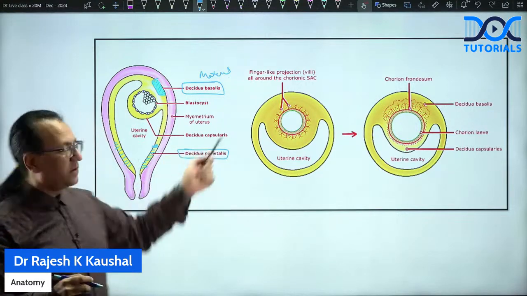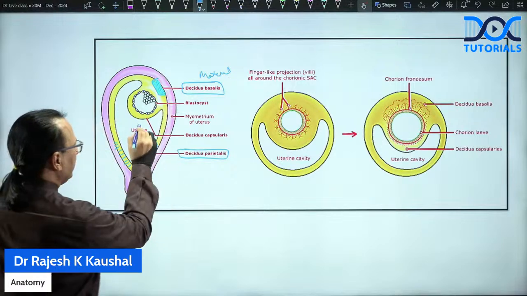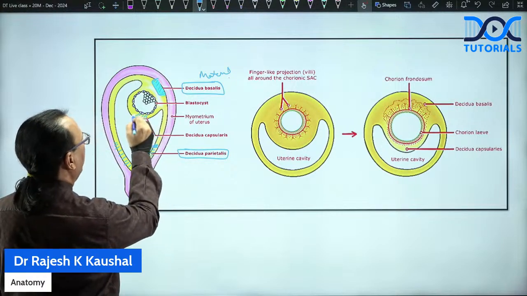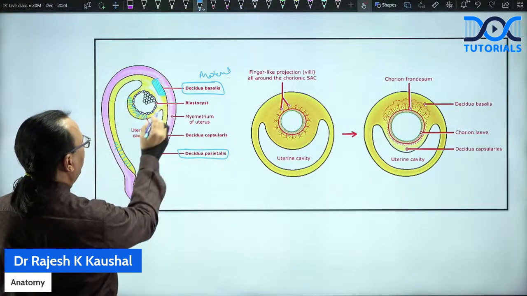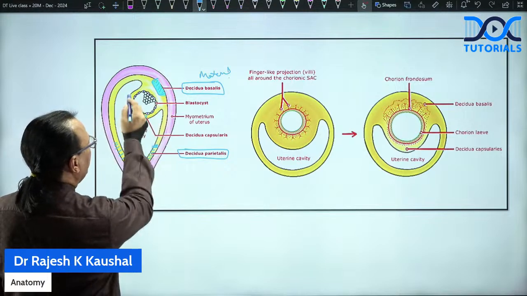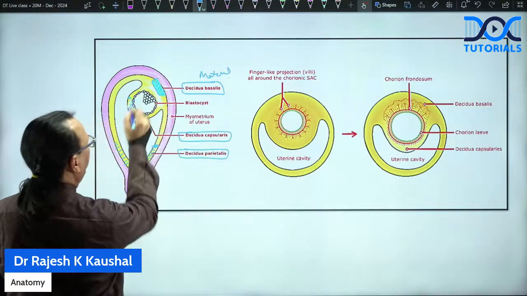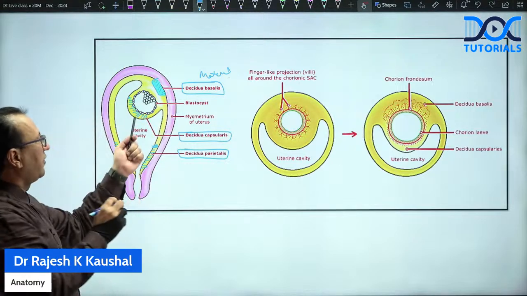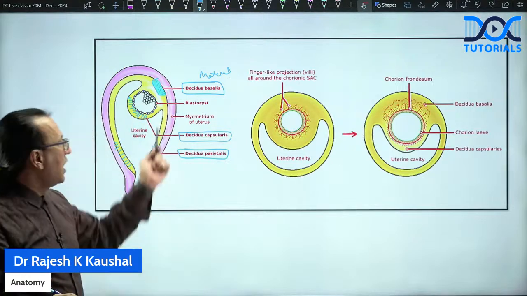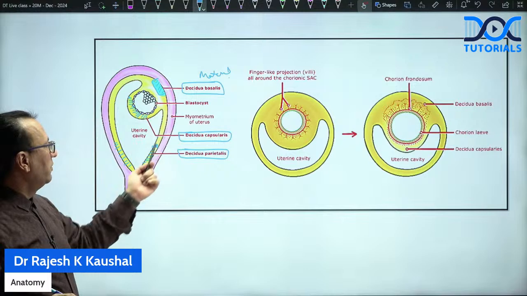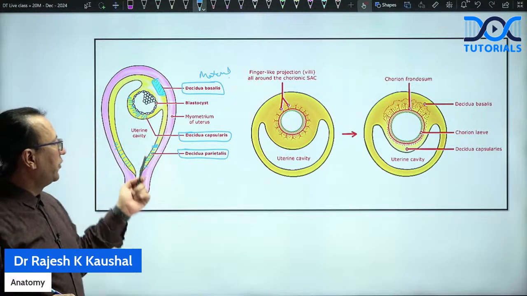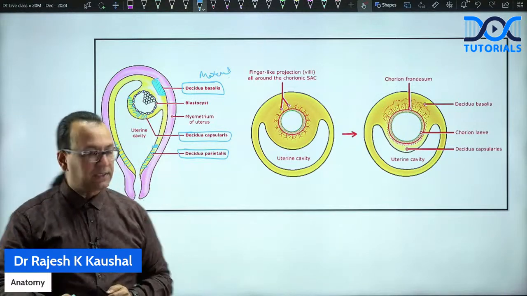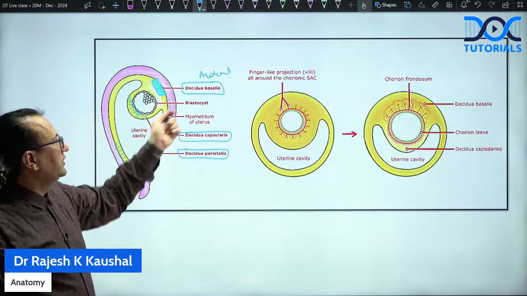It is not related to the baby, so it is decidua parietalis, the periphery. Then what about decidua capsularis? Capsularis is not contributing to the placenta. It is like a capsule around the baby, but it is not contributing to the placenta. That means neither capsularis nor parietalis is contributing to the placenta. What contributes to the placenta is the one at the base, decidua basalis.